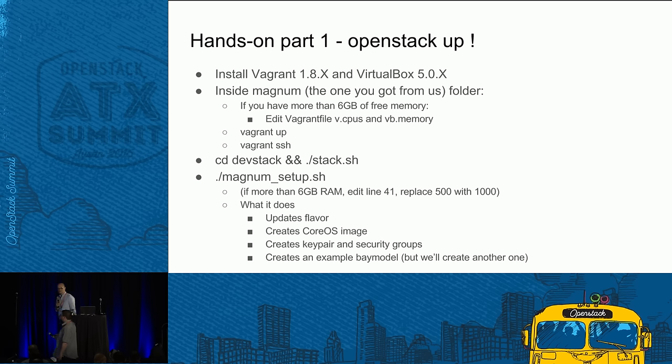All right, so those who have DevStack running now, just go on and run magnum setup sh, which will make some changes on the OpenStack, decrease the flavor size, and register a CoreOS image that we're going to use for the cluster. And it will create a security key pair for you. I'll go deeper later into all the stuff that's needed. I just want to get through the slow stuff faster now.